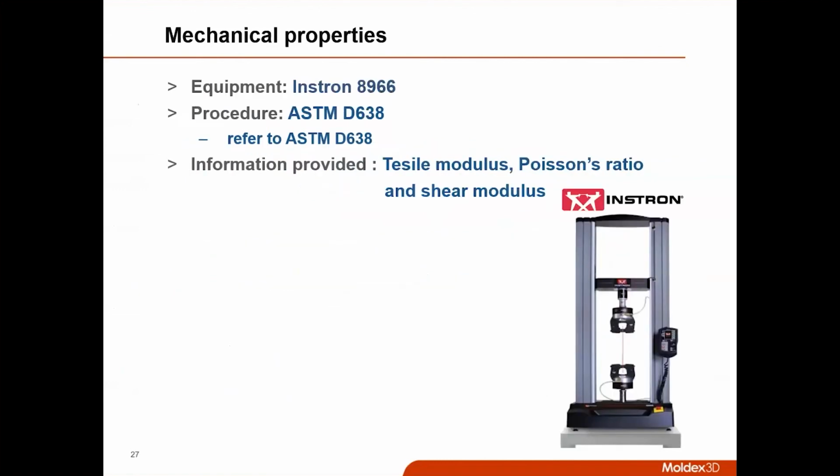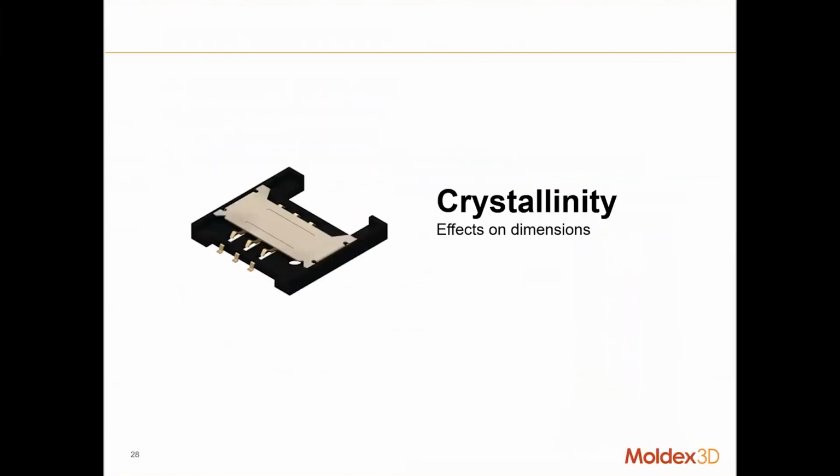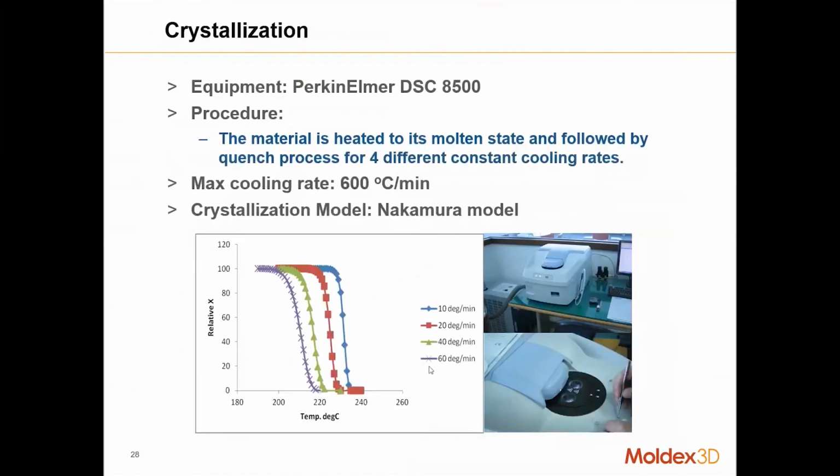Okay, and mechanical properties are another very important parameter, because we need the tensile modulus, and we also need the Poisson ratios for our warpage predictions. And crystallization kinetics. Okay, so this is the effect of the crystallization kinetics. Basically, we will use a high-speed cooling process. The maximum cooling rate can go upwards of 600 degrees per minute when we use liquid nitrogen. Once we have the data, we can use appropriate models. The model here is called the Nakamura model, to take into account the cooling rate effect and also the percentage of crystallization during the process.